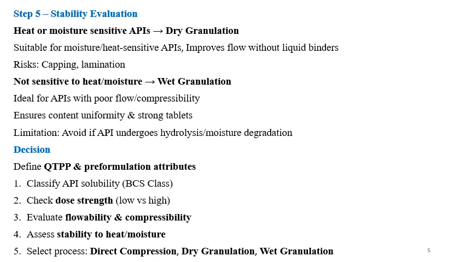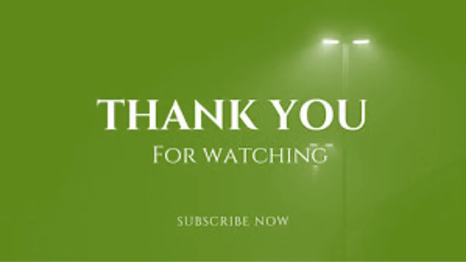Classify the API solubility based on the BCS class. Check the dose strength whether it is low dose or high dose, and the amount of the API in the formulation, and whether the product is tablet or capsule or sachet. Then evaluate the flowability, compressibility, and stability towards heat and moisture. So you can go for processes like direct compression, dry granulation and wet granulation. Also consider the cost in the manufacturing process selection. Always try that the process should be robust and it will give you consistent batches with reproducible results.